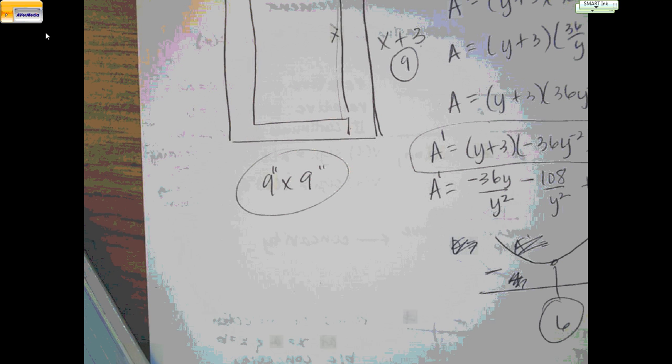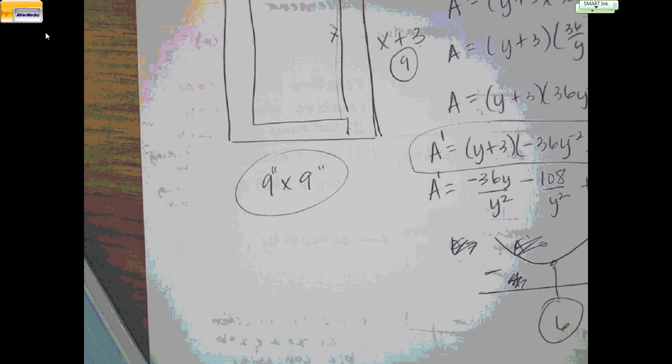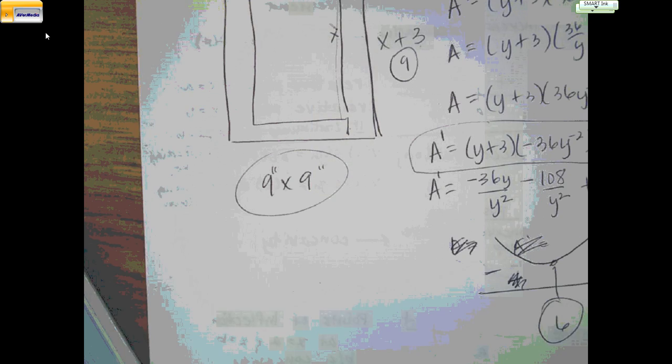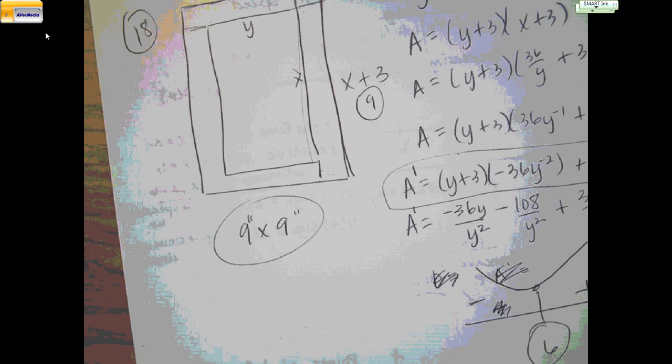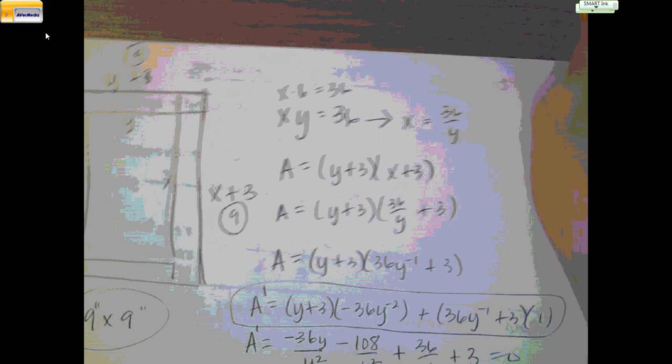I think that's it. I think the rest everybody could figure out eventually. So there's that one, and it's just kind of more of the same on your assignment. Good luck.